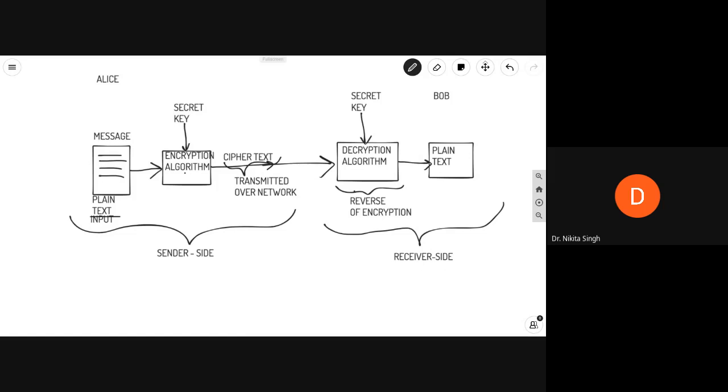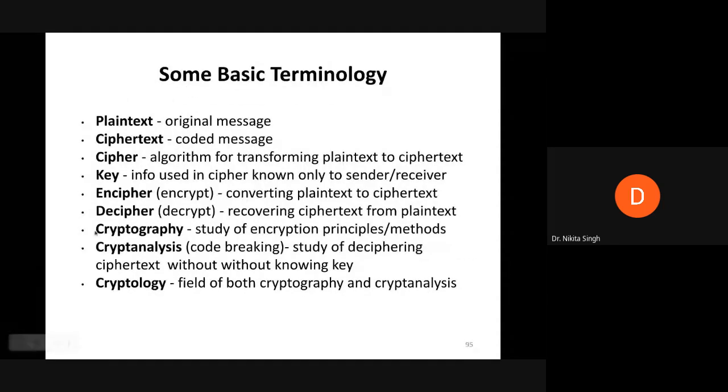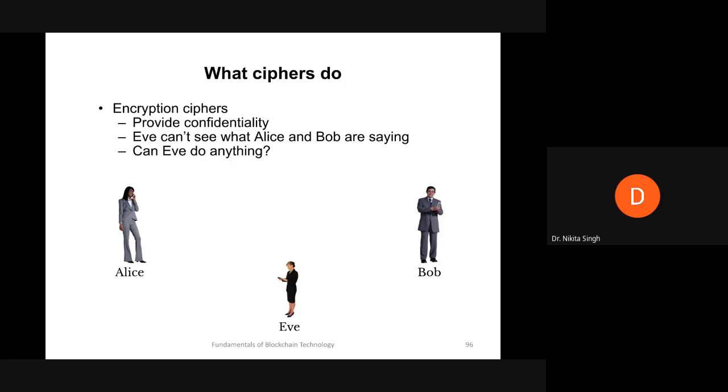So here we can see that when Alice is sending a message to Bob over the communication network, the message is not exposed. The message is encrypted and that encrypted message is sent to Bob. So this is the basic of what encryption is. Now, we have already seen the terminology associated with encryption and encryption algorithms. Now, let us see what ciphers do.